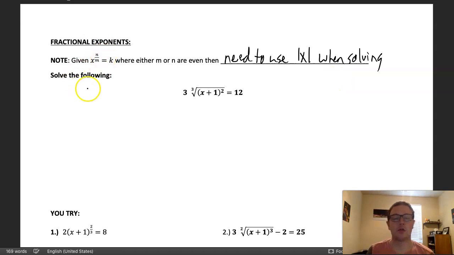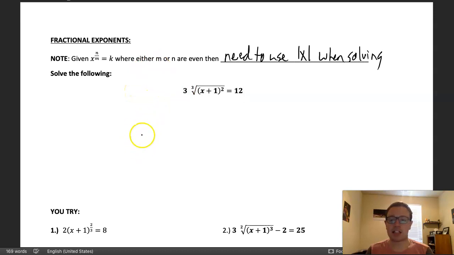This goes back to squaring values, or anytime we have an even value, because we can have the positive or negative versions. So anytime we're dealing with an even denominator or numerator in our power, make sure that the interior part becomes an absolute value after you solve.